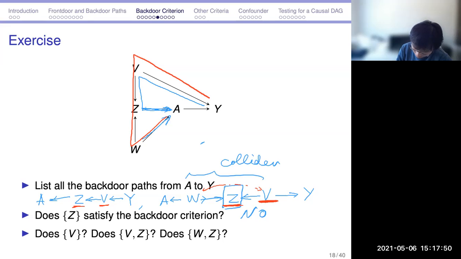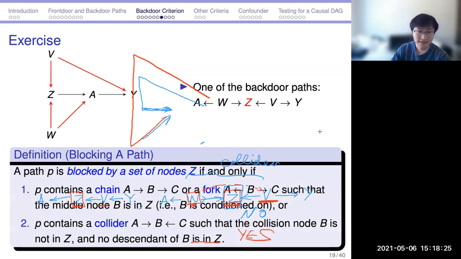Then the third one is, does W and Z, and similarly, the answer is yes. Because we condition on Z over here, and we condition on W and Z, the W part makes sure that this path is blocked. Any questions? Okay, that's very good. So you have seen that a lot of the tricky situations usually involve colliders. I had a preparation slide here, but you have done a good job, so there is no need for this one.